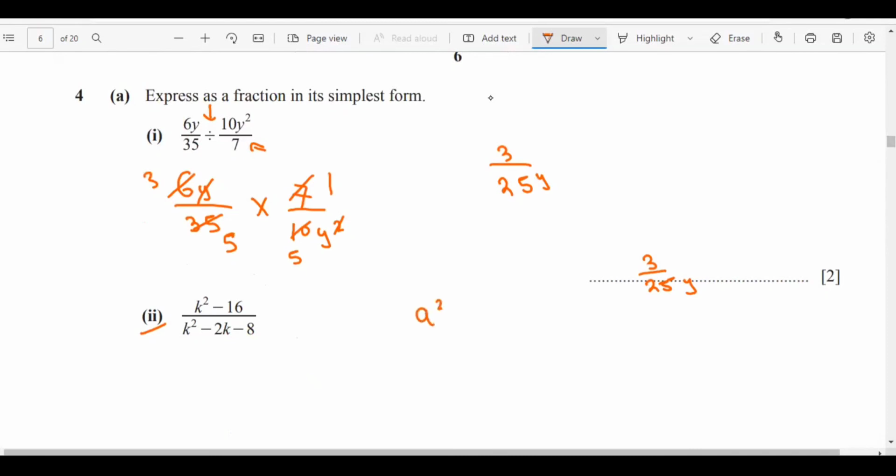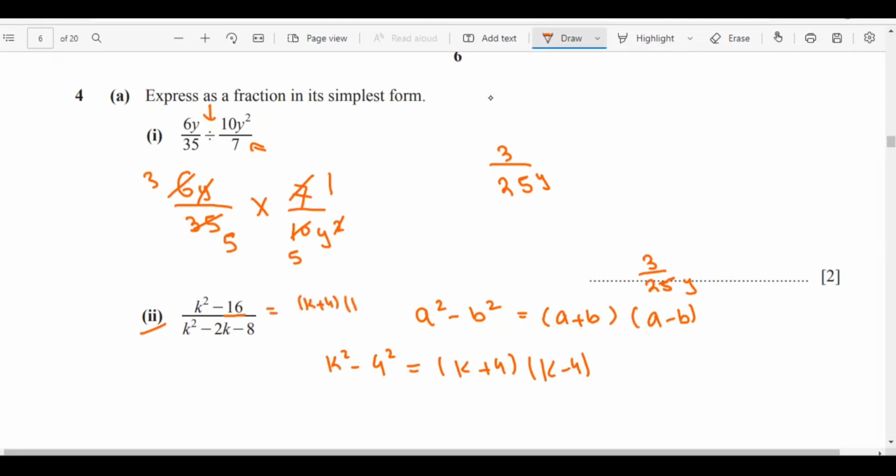So we are familiar with this identity. A squared minus b squared is a plus b into a minus b. Using this, I can rewrite it as k squared minus 4 squared, since 16 can be written as 4 squared. And this would be k plus 4 into k minus 4. All right, this is how I'll factorize the numerator: k plus 4 into k minus 4.